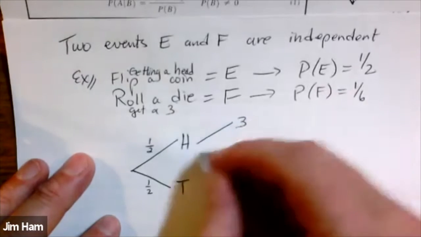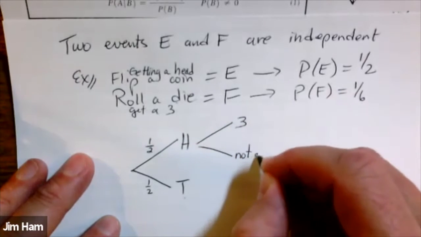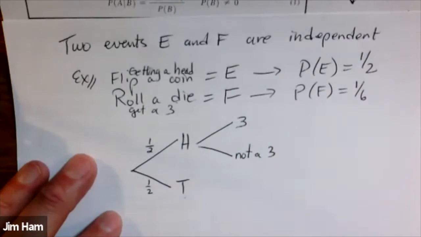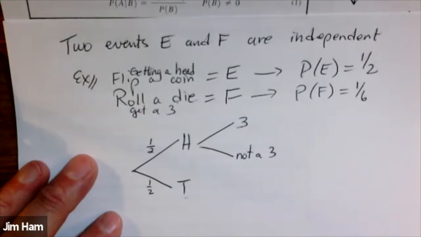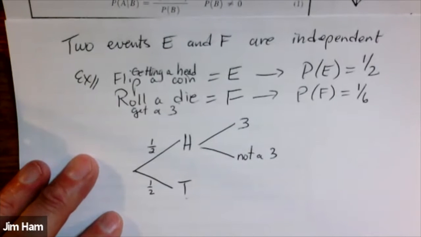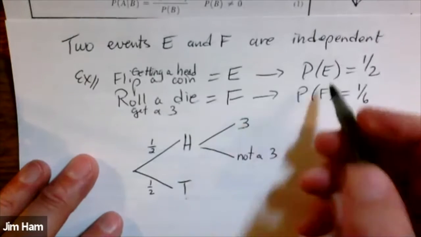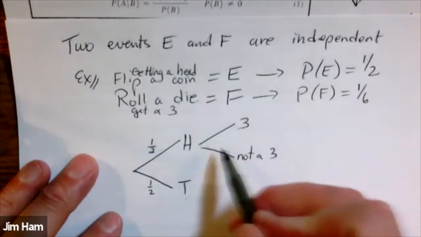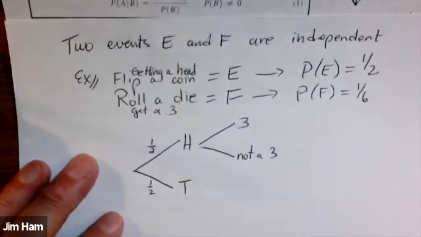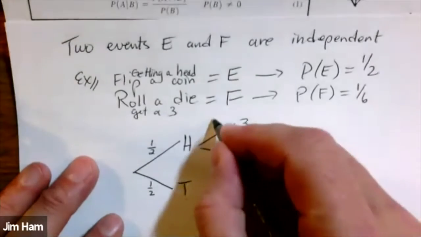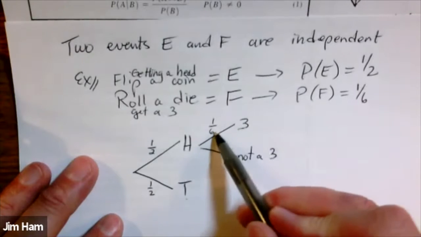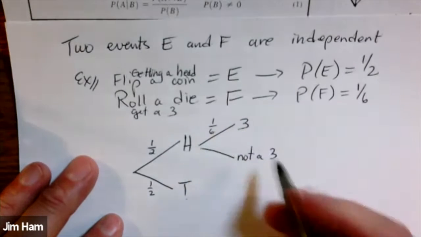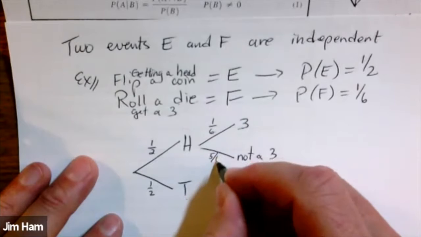All right, now we're going to look at our second outcome. Now we have 6 different outcomes when we roll a die, but for the purposes of this, we're only interested in whether we get a 3 or something else. So instead of writing 1, 2, 3, 4, 5, 6 and writing 1/6 next to each branch, what we're going to do is say if we roll the die, the probability of getting a 3 is 1/6, and the probability of getting something other than a 3 is 5/6.